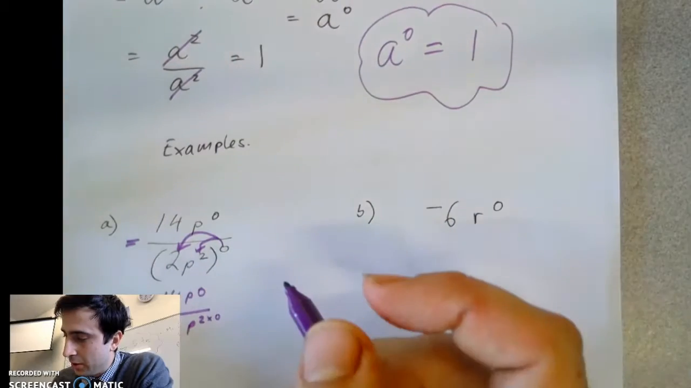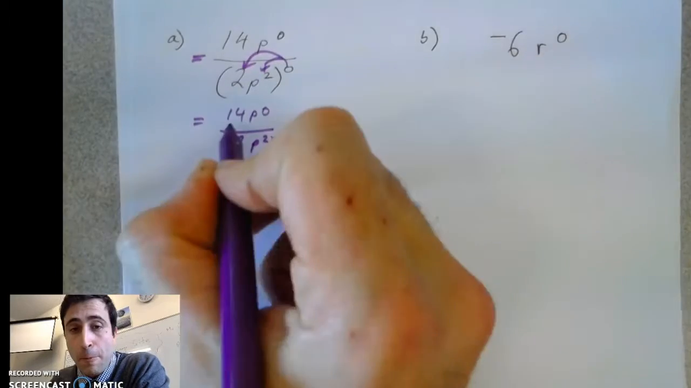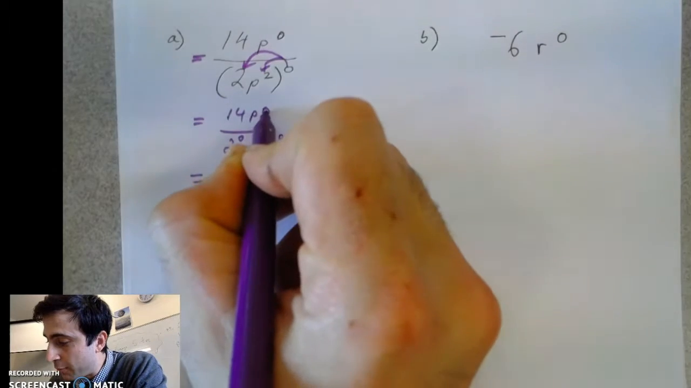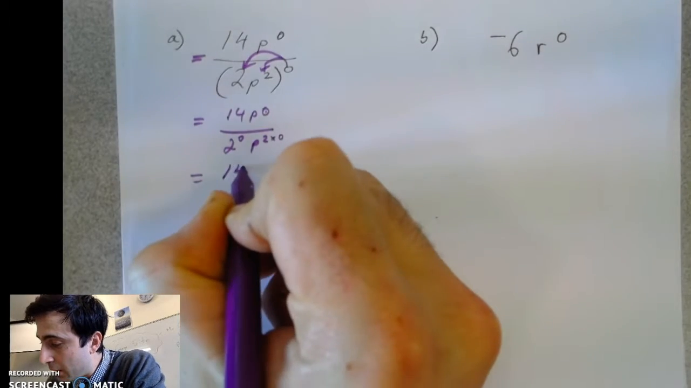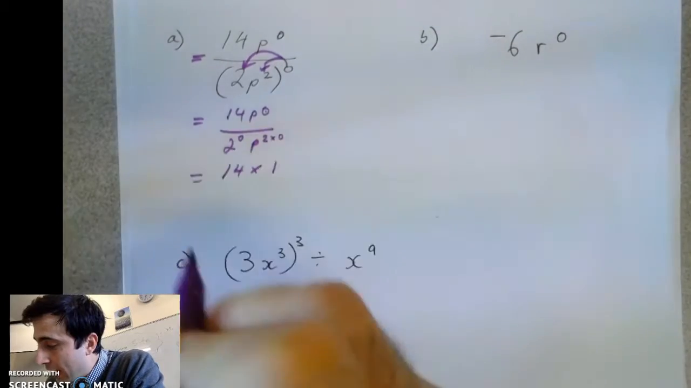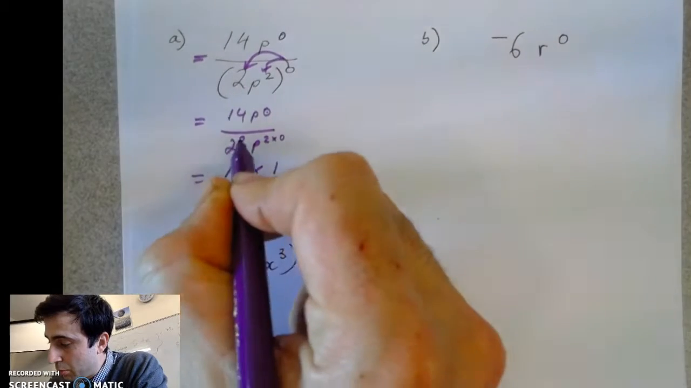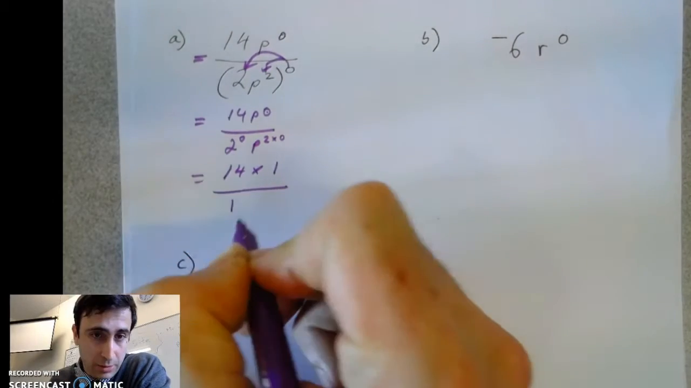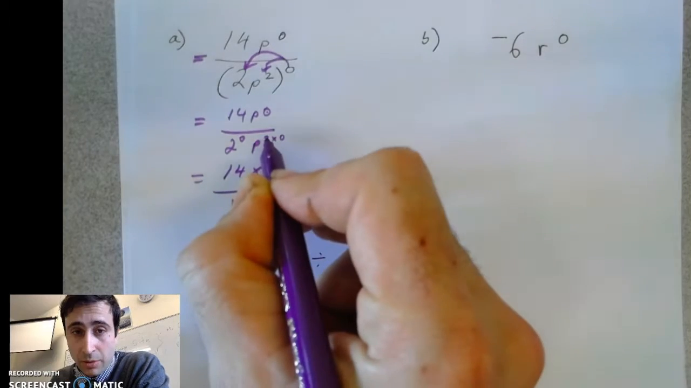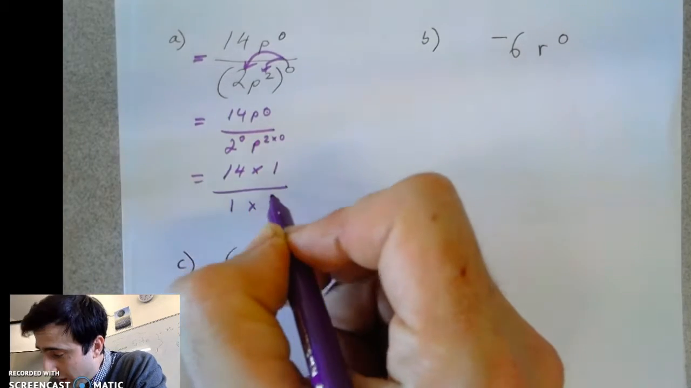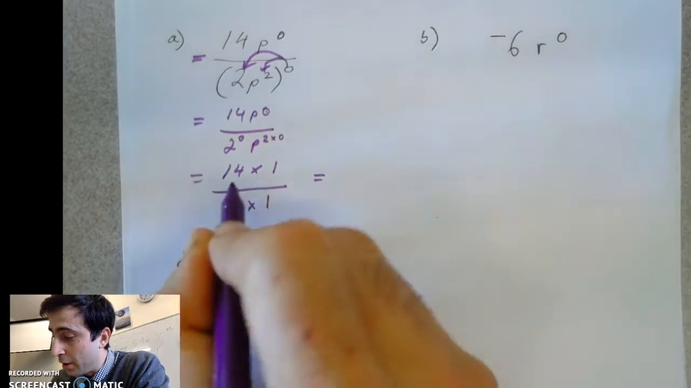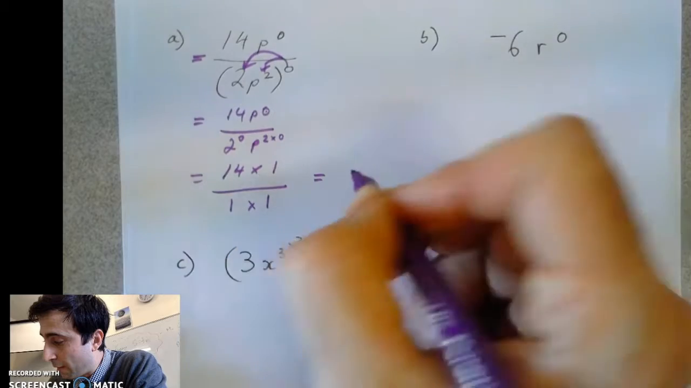And so 14p to the power of 0 is just another way of saying 14 times 1, because p to the power of 0 equals 1. And 2 to the power of 0 equals 1, because it's to the power of 0, times by p to the 2 times 0, which equals 0, which equals 1. So this question would be 14 times 1 over 1 times 1, which is just 14.